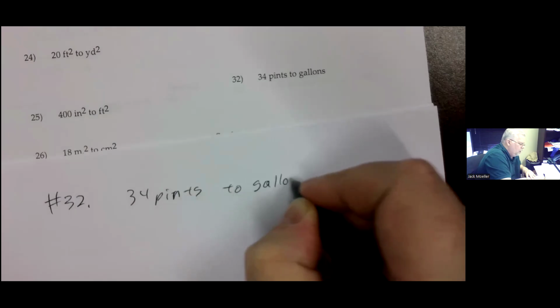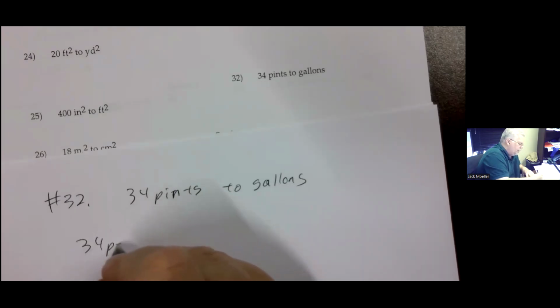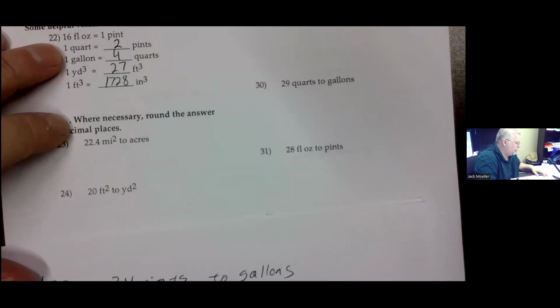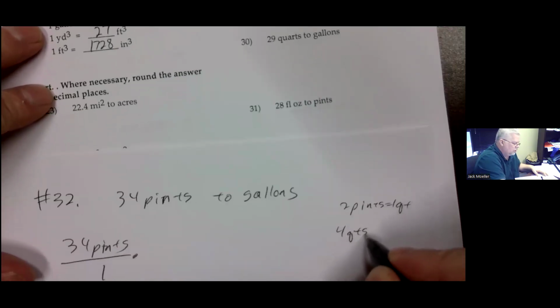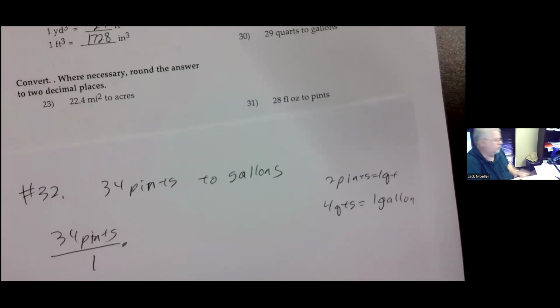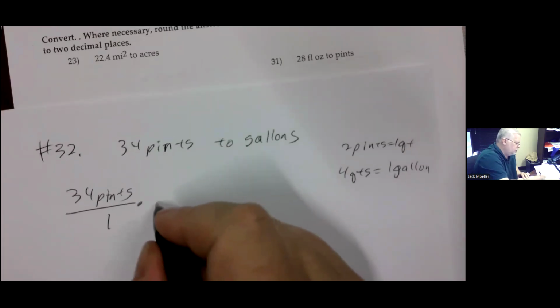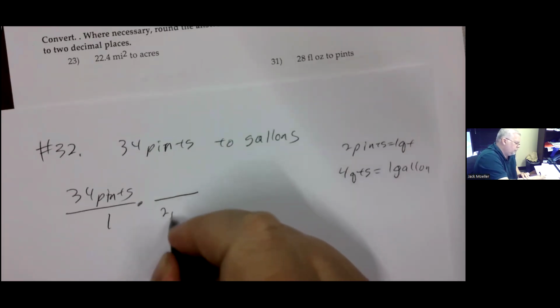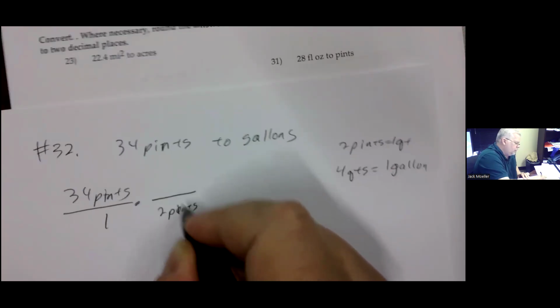All right. So what do we know about pints? Well, we know that 1 pint is 16 fluid ounces. I don't want to go there because fluid ounces is really small, gallons is big. But I also know that 2 pints is a quart. How does that help us? We know that 4 quarts is 1 gallon. So this is going to be a 2-step conversion. So we want pints to quarts, so we need pints on the bottom. So 2 pints is 1 quart.